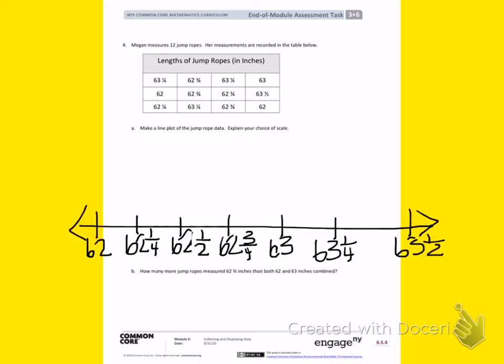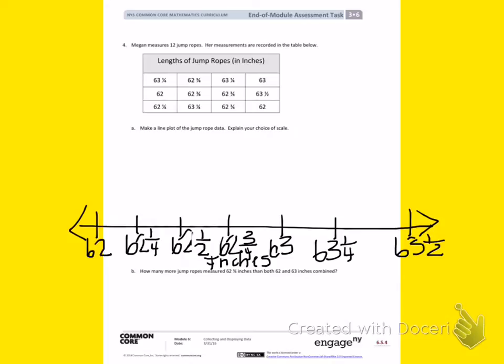Underneath all those measurements, I'm going to write inches because these are measured in inches. Next, I will plot my data.